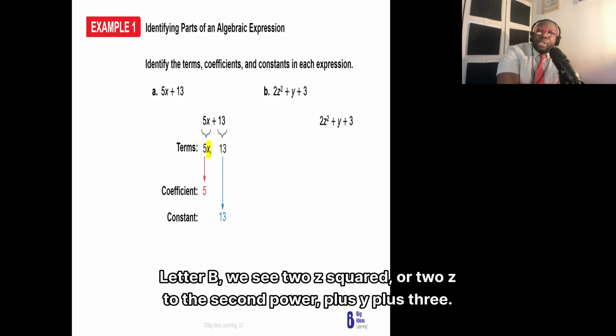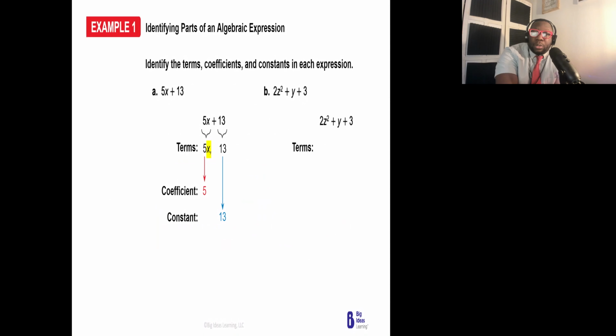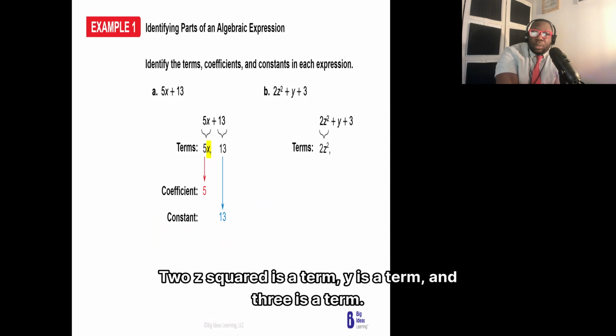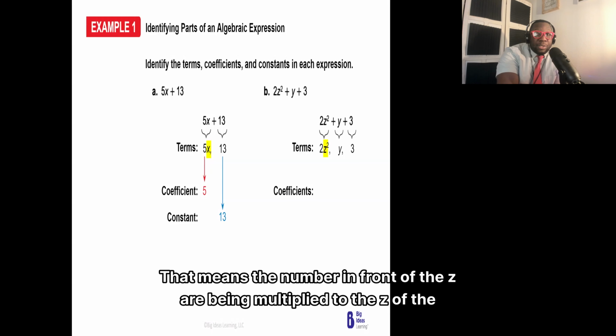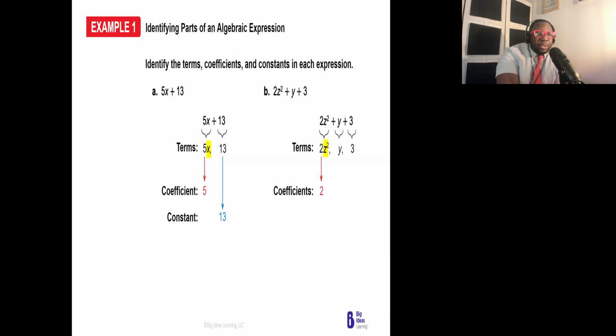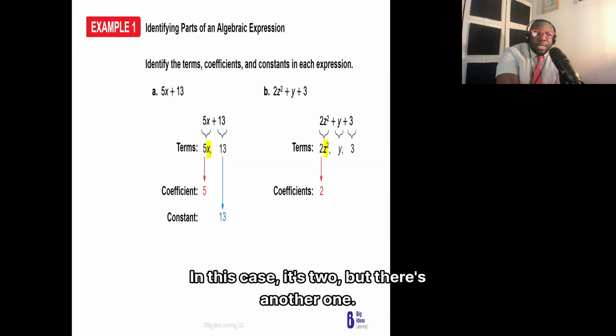Let's look at letter B. Letter B, we see 2z squared, or 2z to the second power, plus y plus 3. What are the terms? 2z squared is a term, y is a term, and 3 is a term. What are the coefficients? Well, we see that the variable is z. That means the number in front of the z, or being multiplied to the z of the variable, is the coefficient. In this case, it's 2.